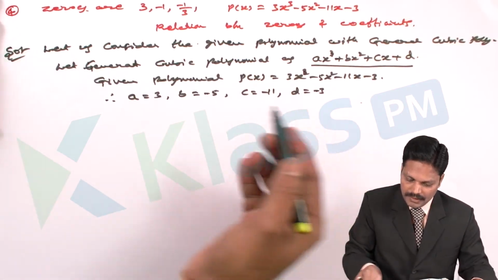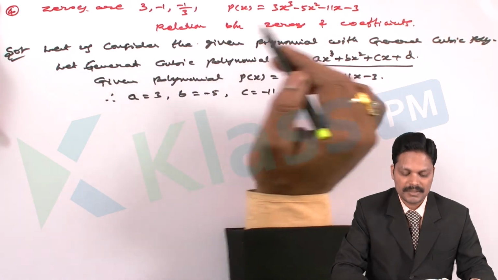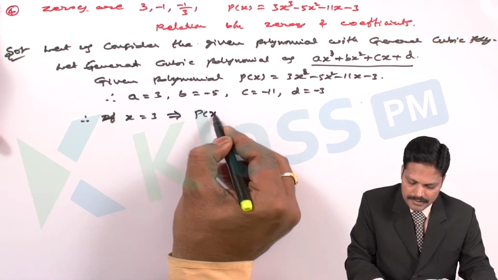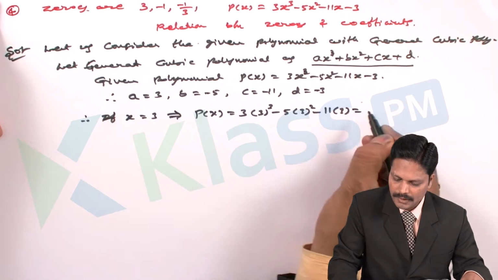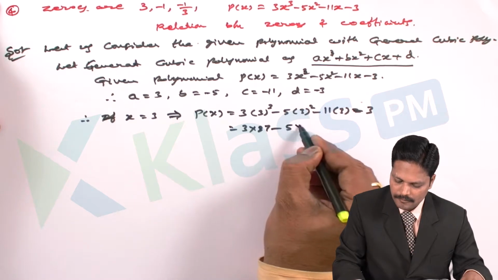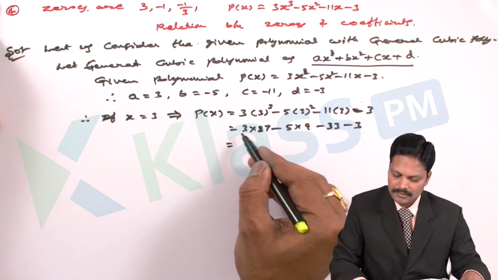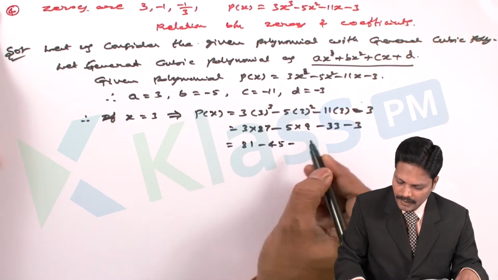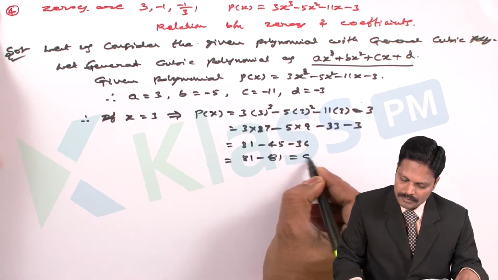How can we find the cubic polynomial's zeros? The zeros are given as 3, minus 1, and minus 1 by 3. If x is equal to 3, then p of x is 3 into 3 cube minus 5 into 3 square minus 11 into 3 minus 3. 3 into 3 cube means 3 threes are 9, 9 threes are 27, so 81, minus 5 into 9 is minus 45, minus 11 into 3 is minus 33, minus 3, so the 81 cancels out.